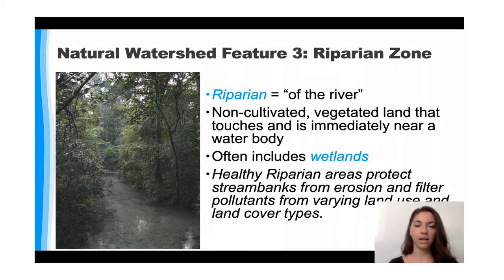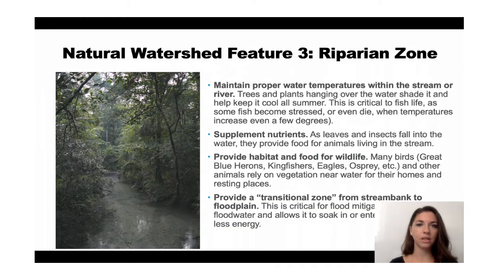It serves a variety of really important features, as I mentioned. So having that natural riparian area is important for maintaining the water temperature and preventing some of that possible thermal pollution. Those overhanging branches and trees are really important to a lot of fish and aquatic creatures. It helps provide shade. It also provides supplemental nutrients. As those leaves and insects might fall into the water, they provide food for animals that are living in the stream.